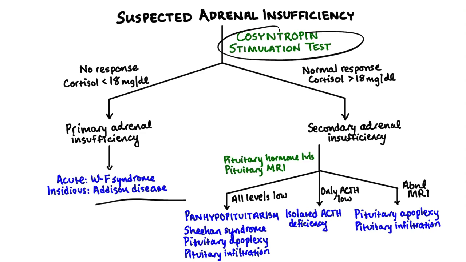If, on the other hand, you have a normal response, the cortisol goes up, then you know that the problem is in the pituitary or possibly the hypothalamus. At that point, you're going to get levels of all the pituitary hormones, and you're going to do a pituitary MRI. If all the levels are low, then it's a panhypopituitarism. The big one here is Sheehan syndrome, particularly if she just gave birth, but there are a number of other causes too. If only ACTH is low, we call that an isolated ACTH deficiency. It's fairly easy to treat these patients. We just give them synthetic ACTH. And if you have an abnormal MRI, now you're looking at a potential surgical issue.